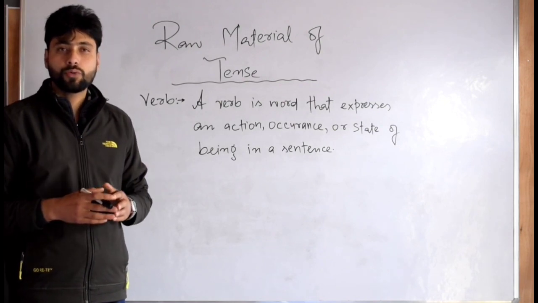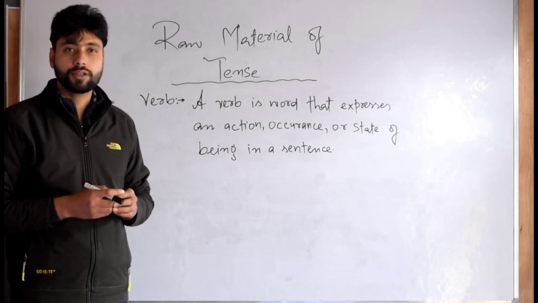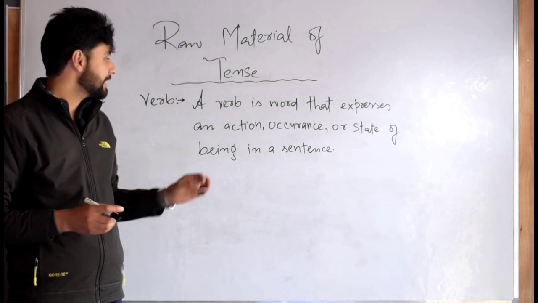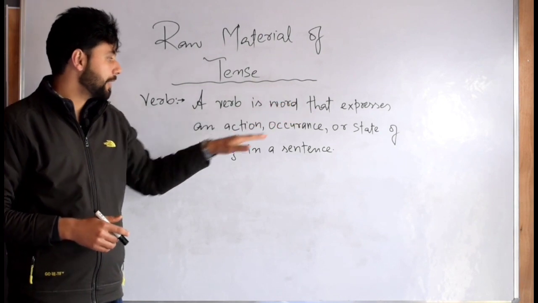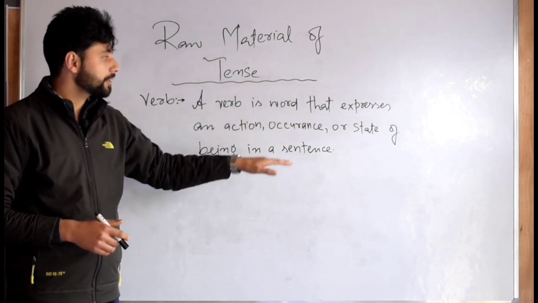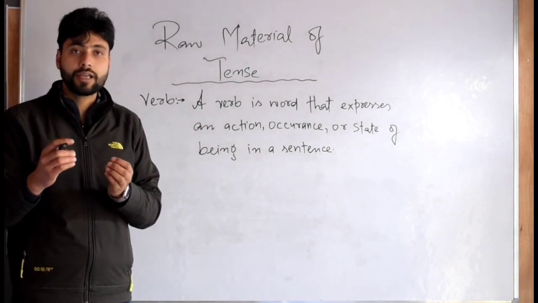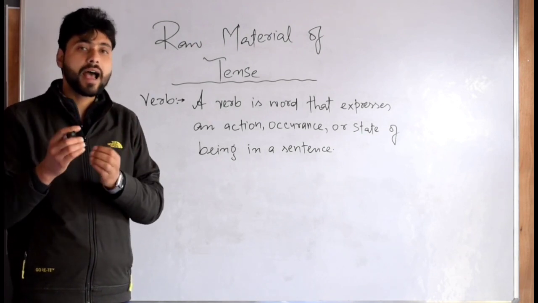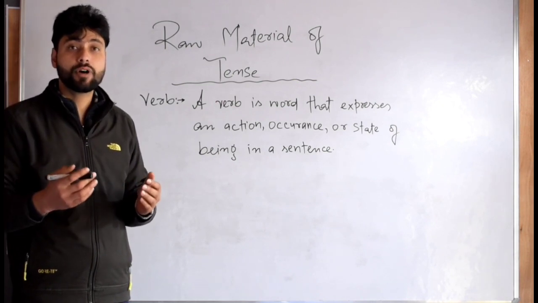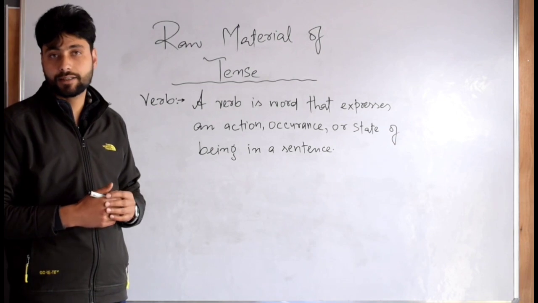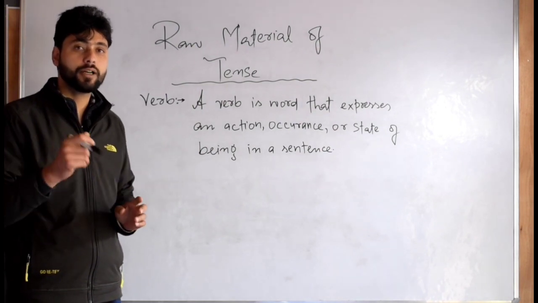The second point you need to understand and keep in mind while learning tenses is verb. A verb is a word that expresses an action, occurrence, or state of being in a sentence. Whether the action is getting performed, has been performed, or will be performed, that is what is being shown by verb in a sentence. So verb here is really important. You need to keep in mind while learning tenses.